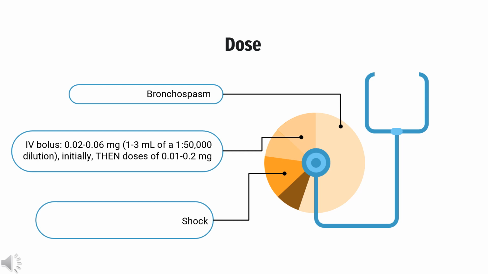Shock. 0.5 to 5 mcg/min, 0.25 to 2.5 milliliters of a 1:250,000 dilution, for infusion. Bronchospasm during anesthesia. 0.01 to 0.02 milligrams, repeat PRN.